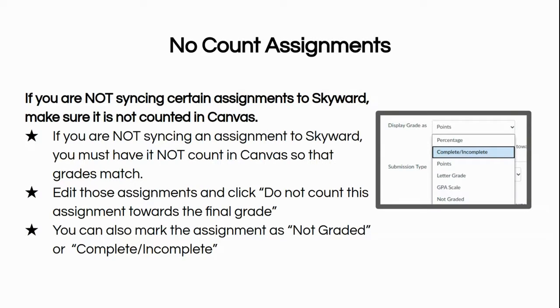Also, if you have a no count assignment, make sure that you don't have points calculating in Canvas. So you want to make sure that you have the button checked so that you don't sync those assignments to Skyward. But I also recommend changing the display grade as. Instead of selecting points, make it complete and incomplete or not graded. That way you can ensure that your grade points and values match.